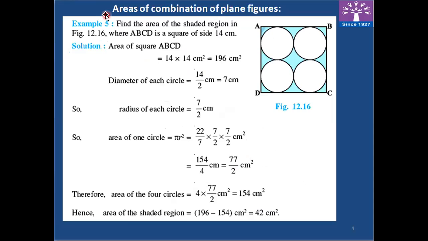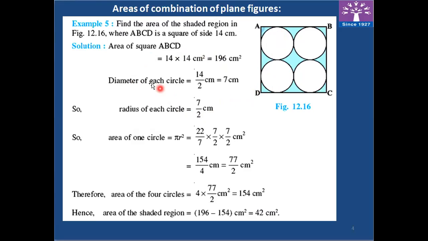Then comes the area of combinations of plane figures. Let us see one example of it. Find the area of the shaded region in figure 12.16, where ABCD is a square of side 14 cm. Here, this diameter D means 2D will be the length of AD, which is equal to 14 cm. So 2D is 14, D becomes 7. So the diameter is 7, and the radius of this circle becomes 3.5.